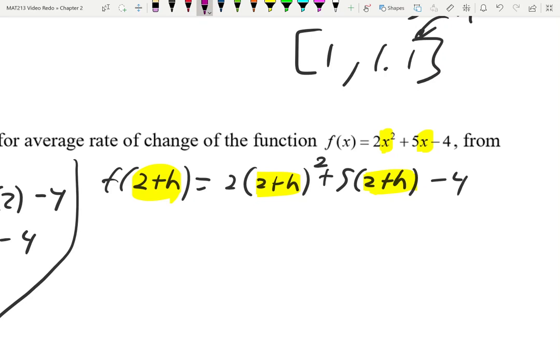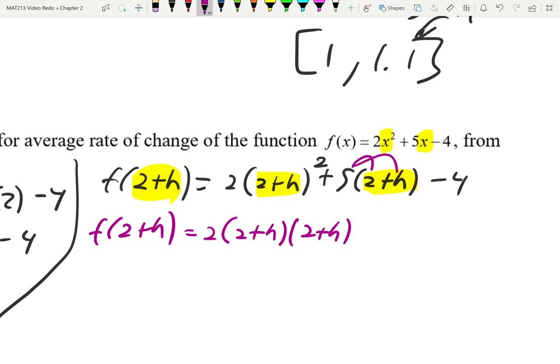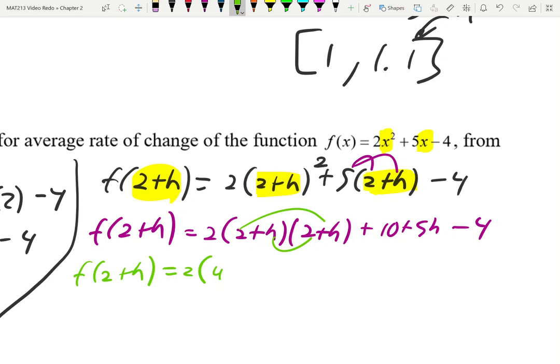Now, to make our lives easier for solving for our function, we're going to distribute. So remember, this is 2 times 2 plus h times 2 plus h. This 5 we can distribute, so this is going to be 10 plus 5h, and then last but not least, minus 4. Okay, now we're going to distribute all this through. Hopefully you remember from algebra your patterns for how these things distribute. This is going to end up being 2 times 2 is 4, 2h and 2h is going to make 4h, and then h times h is h squared. If you don't remember it, just FOIL it through or distribute it through. You'll get it.